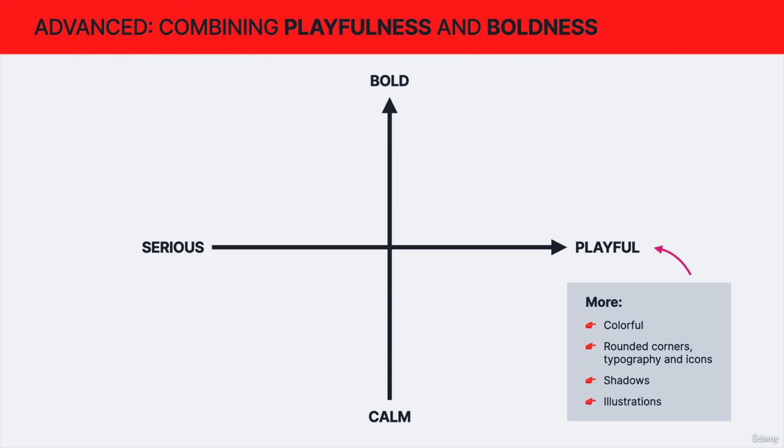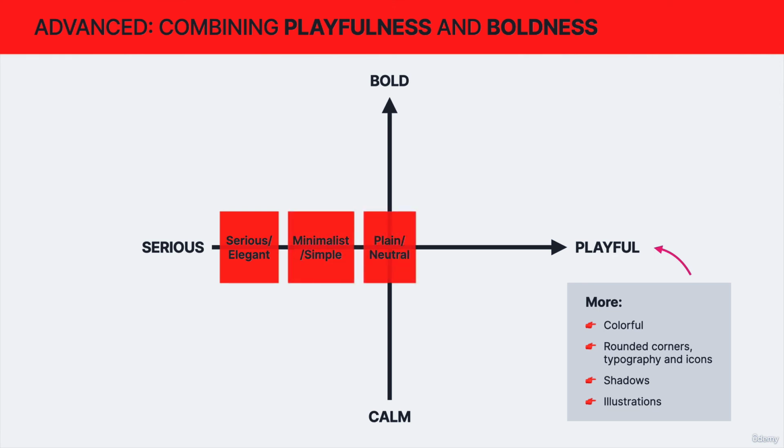Now, placing these personalities into the playfulness axis, the first one needs to be the serious or elegant personality. So this one is the one that is the least playful. So it is the most serious one. Then there is the minimalist one, then the plain and neutral personality, then the startup and upbeat, which is already quite playful. But then, of course, the most playful one is, in fact, the playful and fun personality, right? So this is basically these 5 personalities ordered from the most serious one to the most playful one.